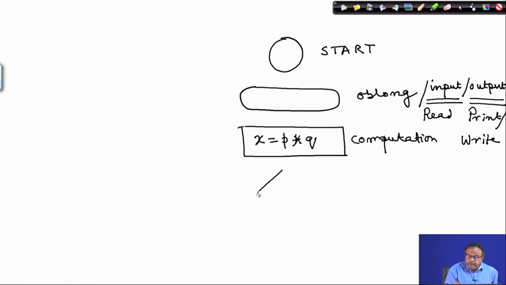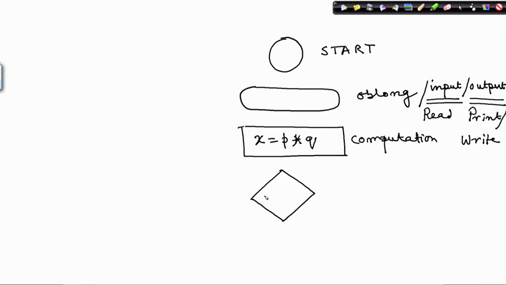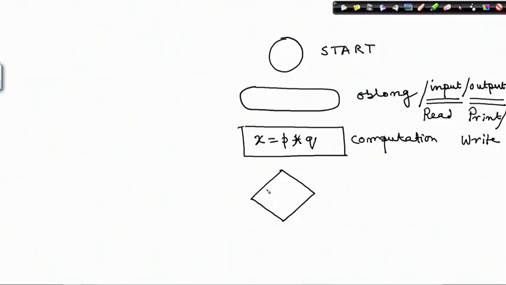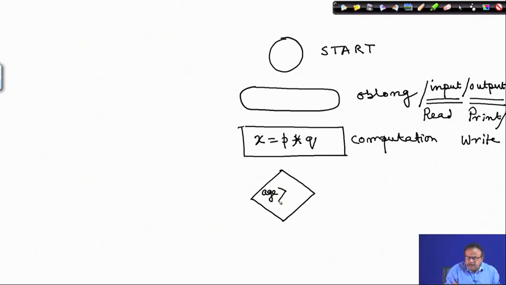The other very important block is the decision block, which looks like this, a diamond. Here what we do, we just take decisions depending on some conditions. Depending on some conditions, I will either take the left path or the right path. So, for example, I can say whether the age of a boy is greater than 14.